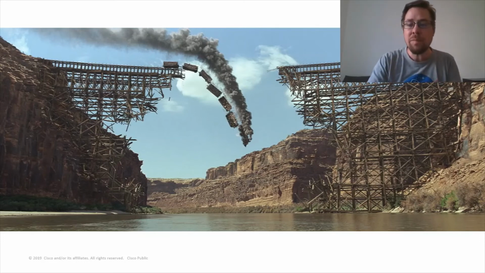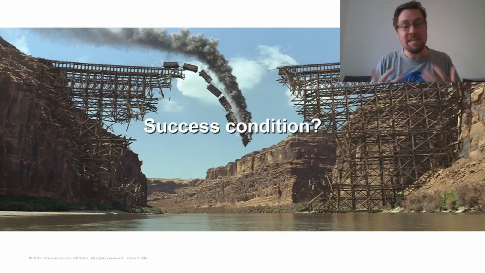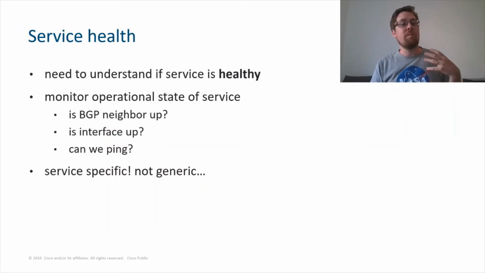So what we need is the concept of a success condition that goes beyond the basic configuration validity. And I think what we need to have as a concept is service health. We need to understand if a service is healthy. Healthy is not the same thing as being configured. I mean, we can configure a BGP neighbor, but just because it's configured doesn't mean that it's up, that it's receiving the right routes, that it's advertising the right routes, right?